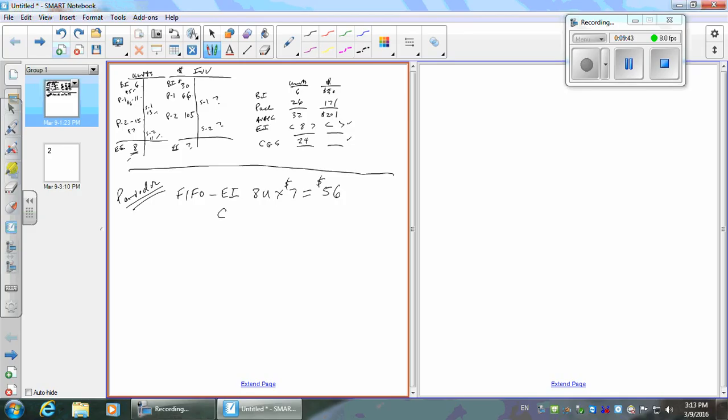So what would cost of goods sold be? Well, all you have to do is say, look, I've got 56 in my ending inventory. So if you had 201 less 56, what don't you have anymore?